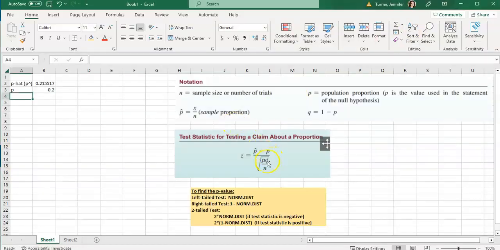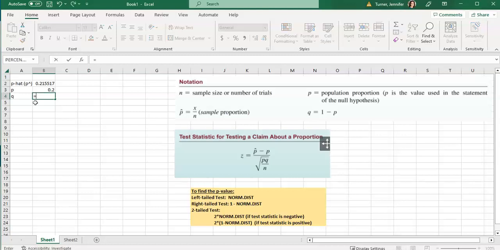The other thing we needed was the q. So we can do the q here if we like. Remember, q is just 1 minus p. So we can make a little formula starting with an equal sign and do 1 minus and then just click on the value that we had for p above. So there's our q. And finally we had n. That was the sample size. So again, that was 232. We had 232 people in our sample.